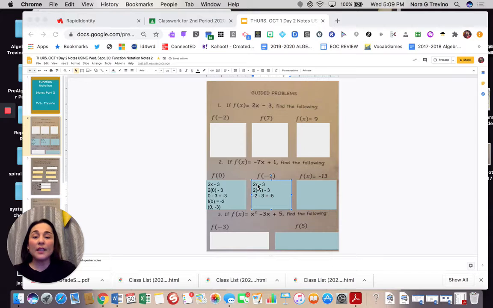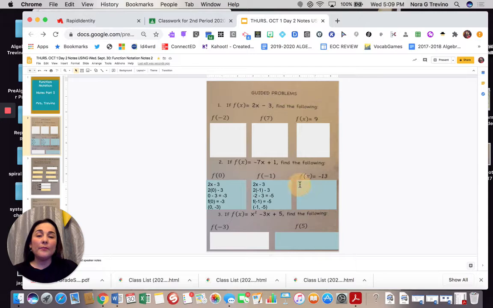Let's write it fancy. f of negative 1 equals negative 5. And that is really an ordered pair written fancy. Negative 1 comma negative 5. Okay. Let's go to the next box.